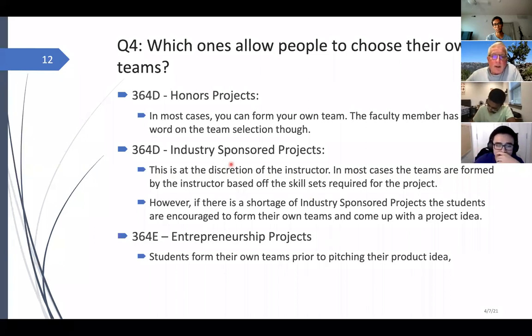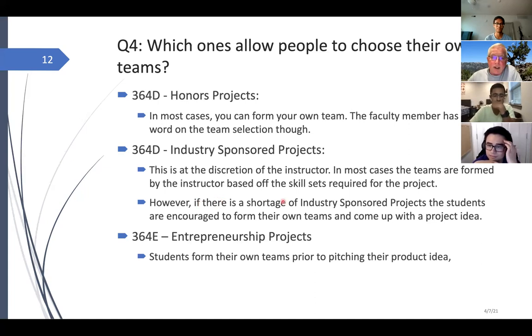For industry sponsored projects, for many, many years, this has been at the discretion of the instructor. And in a lot of cases, what the instructor was trying to do was figure out what skill set everybody in the class has. In fact, Dr. Wiley would write a software program that would look at everybody's skills and then try to match them to a particular industry project. But that sometimes doesn't work.